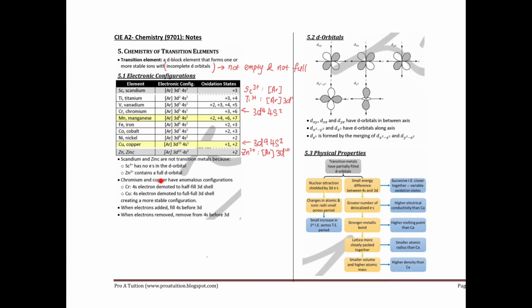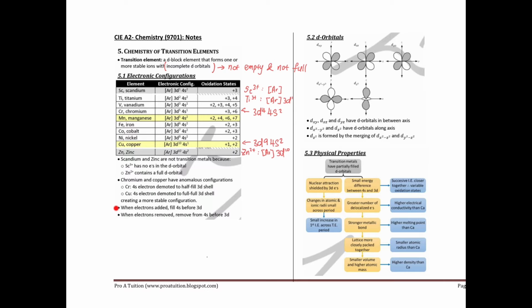Chromium and copper, this one we have discussed already, so I skip this. Like I said, they have special electronic configuration because they want to create a more stable configuration. Now these are the extra notes they mentioned here.